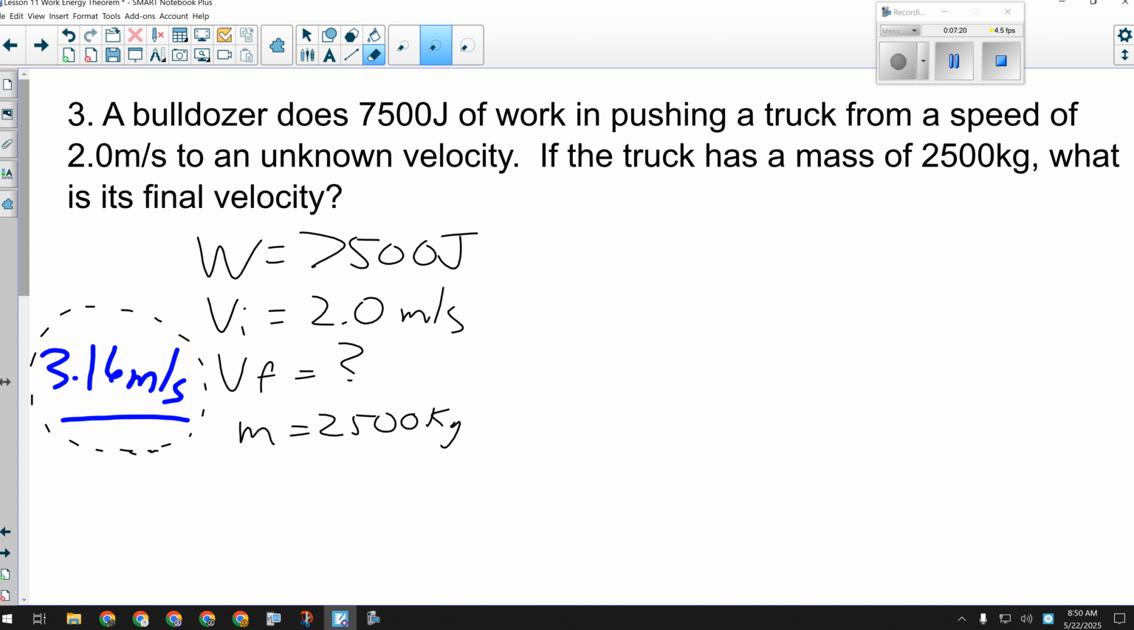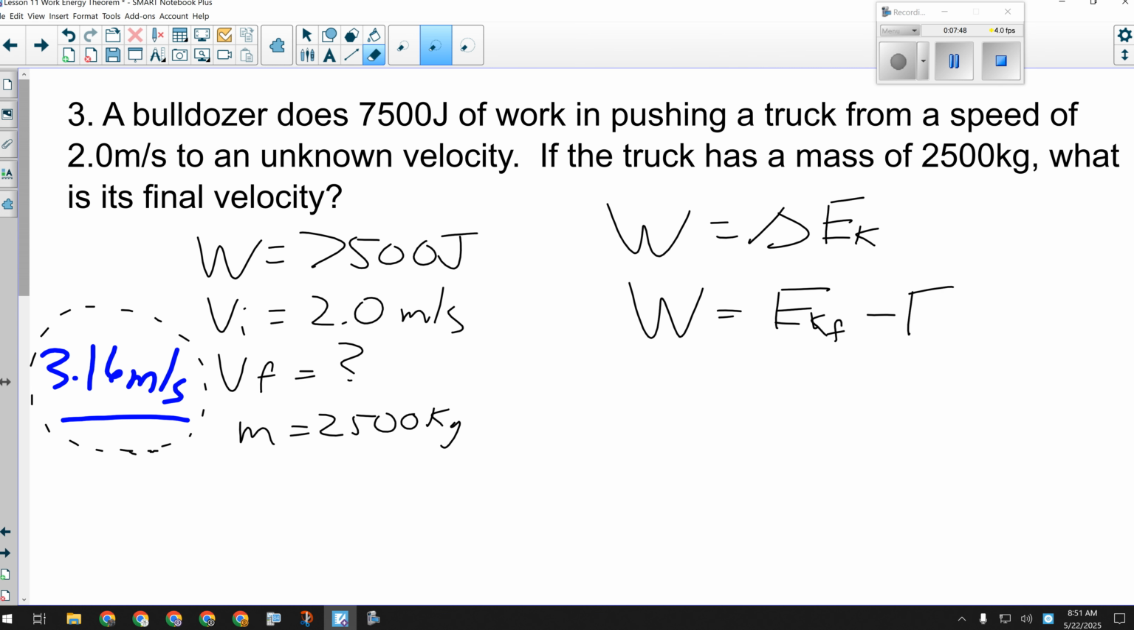All right, so there's the stuff I know. Those are my givens. What kind of energy is being changed by the work? Kinetic. The speed is changing. So work is a change in kinetic energy. Since I have work, I don't need to put in the force times distance part. So final kinetic minus the initial kinetic. I'm going to stop there and see if you can take it from there.